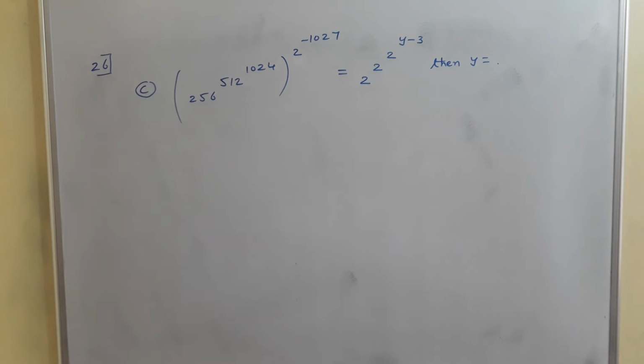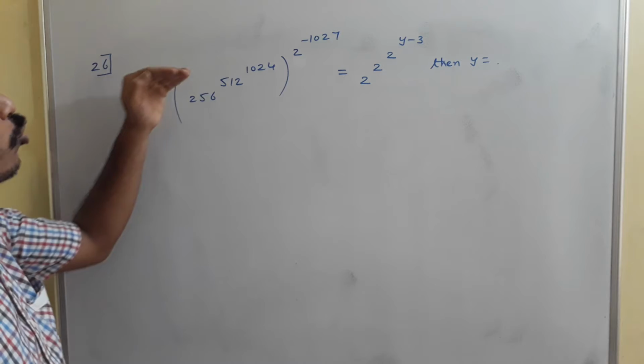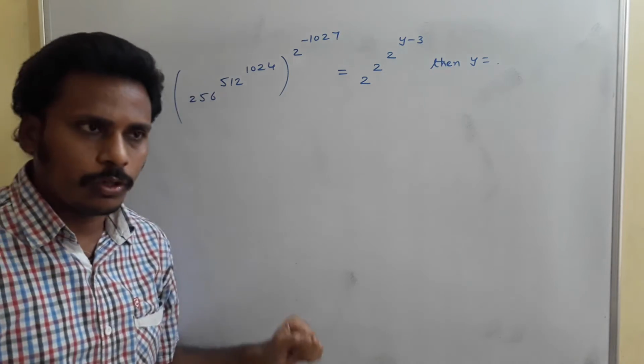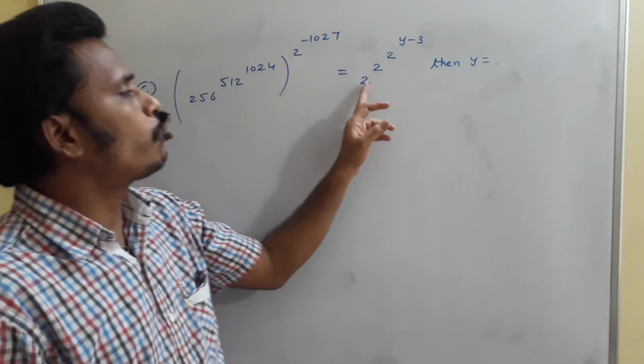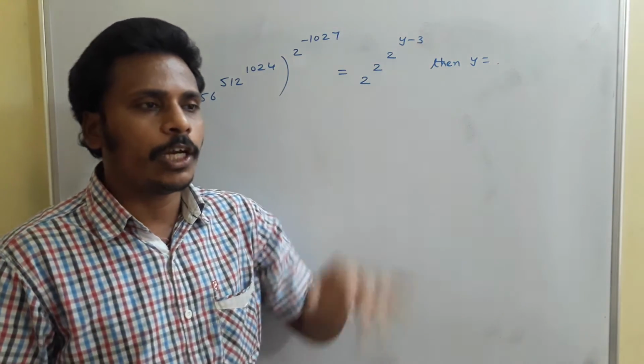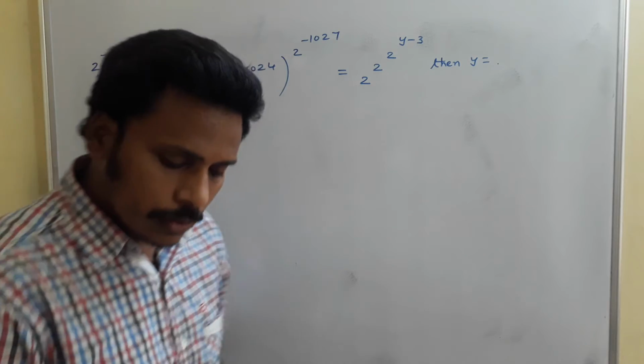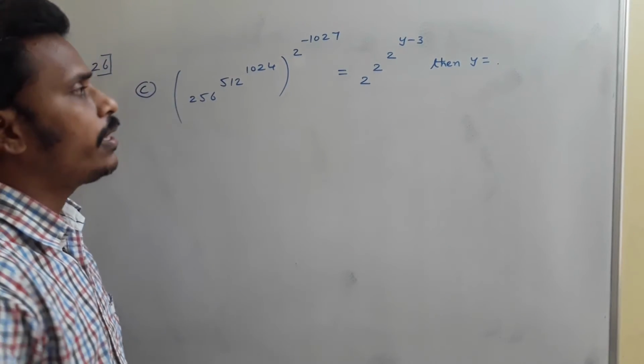Right, the next problem of the class. 256 to the power 512 to the power 1024 to the power 2 power minus 1027 is equal to 2 power 2 power 2 power y minus 3. Then we need to find the value of y. The procedure is the same as before.